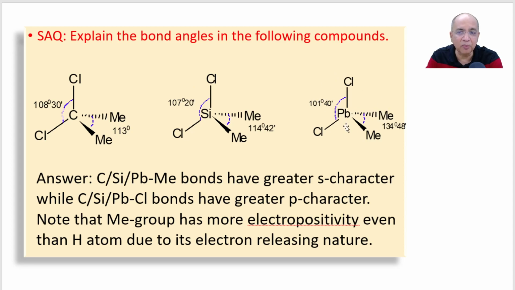The same thing you find in plumbane, dichloro dimethyl plumbane. So this is 134, this is 101. You cannot explain this by ordinary VSEPR theory. If you include Bent's rule, you can explain it well.